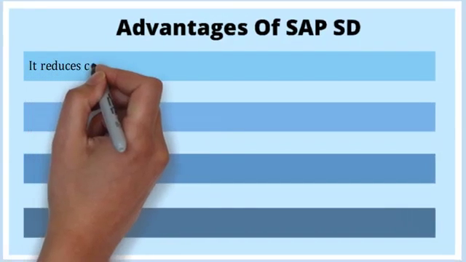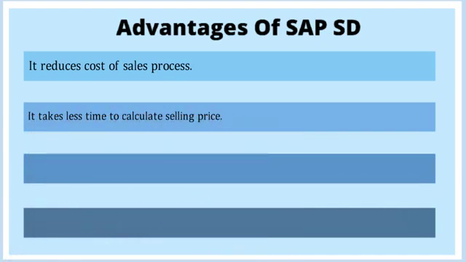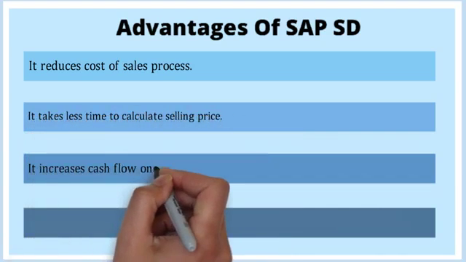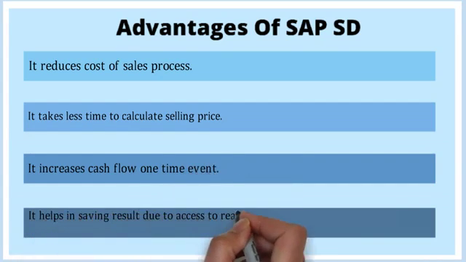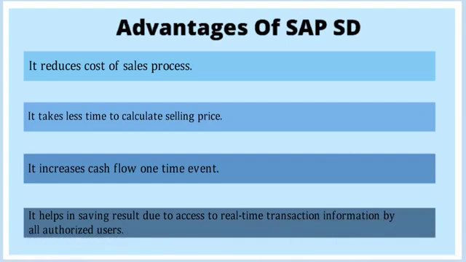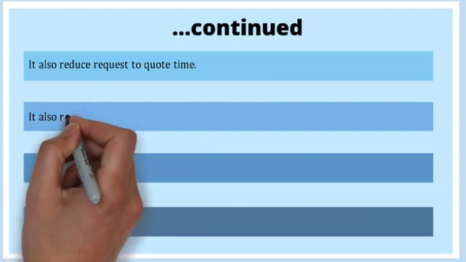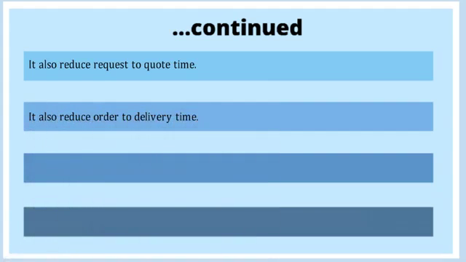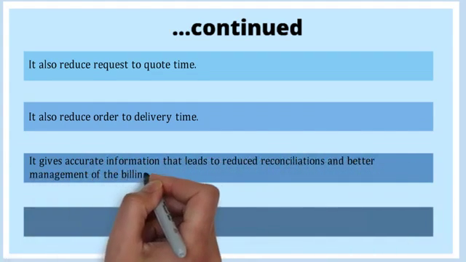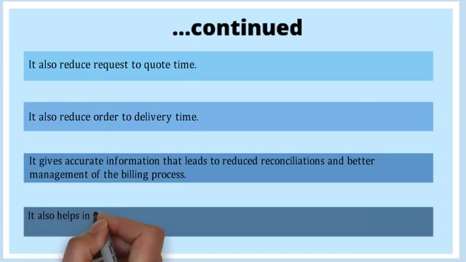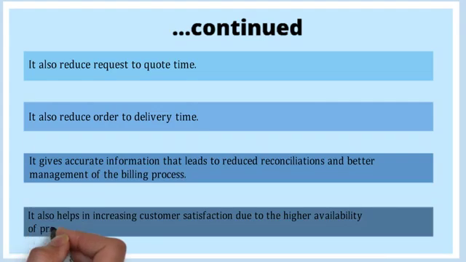Advantages of SAP SD. It reduces the cost of the sales process. It takes less time to calculate selling price. It increases cash flow and time event. It helps in saving results due to access to real-time transaction information by all authorized users. It also reduces request to quote time. It also reduces order to delivery time. It gives accurate information that leads to reduced reconciliations and better management of the billing process. It also helps in increasing customer satisfaction due to the higher availability of products.